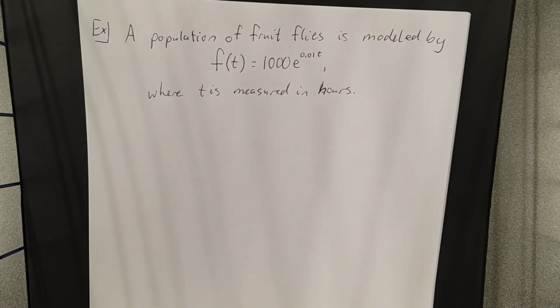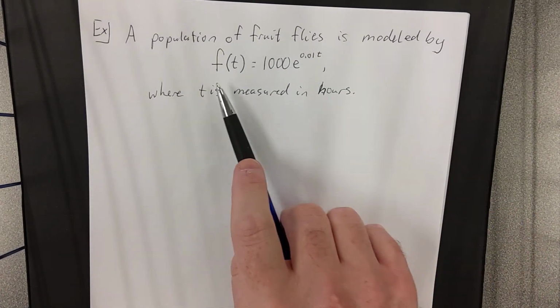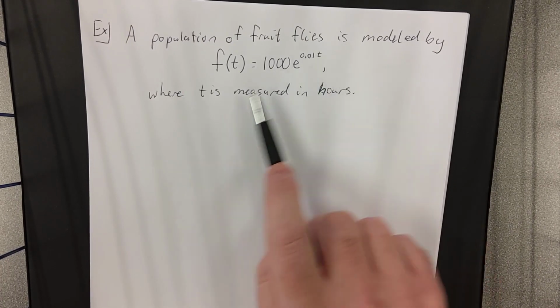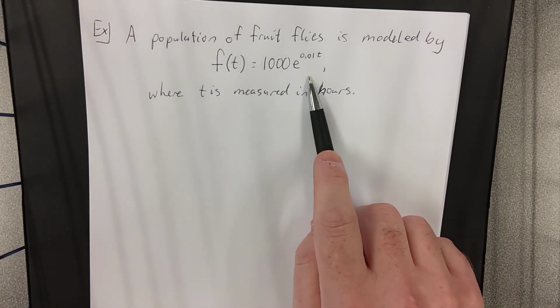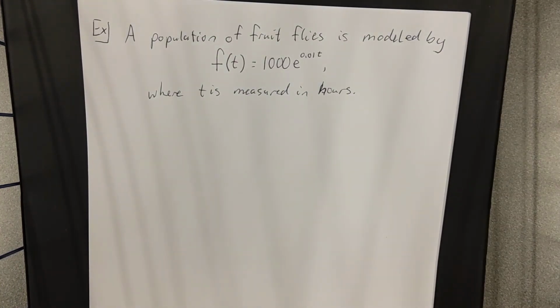In this example problem, we'll give some interpretation to an example with some actual numbers in it, relevant to the definition that we just gave in the last video. So for this one, a population of fruit flies, we'll use F to describe fruit flies, is modeled by f of t is equal to 1000 e to the 0.01 t power, where t is measured in hours. So as you can see, this does follow what the law of natural growth does indicate.